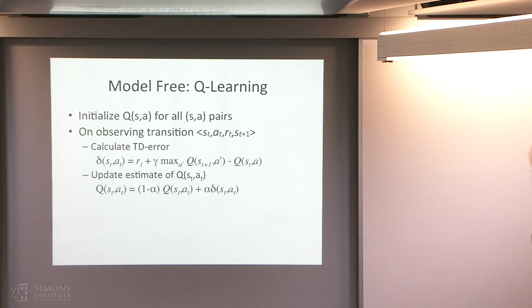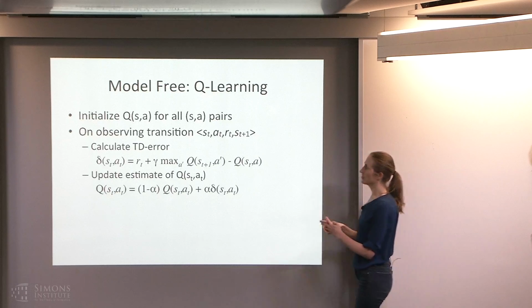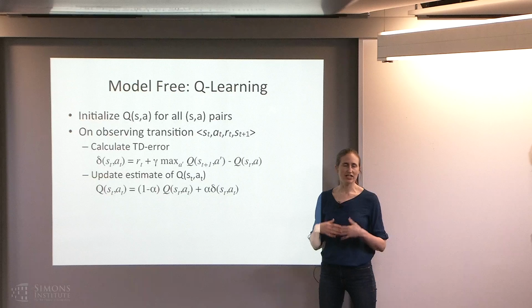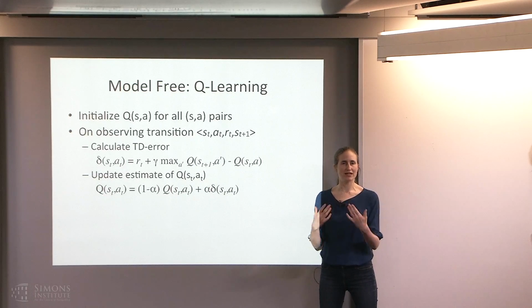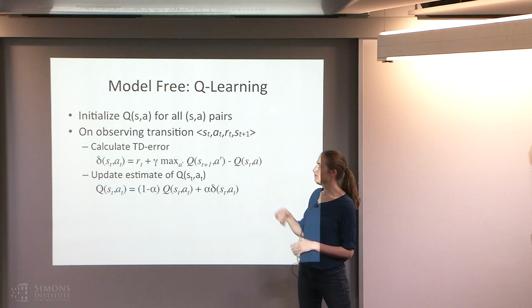So an alternative approach, which is computationally much more feasible, is Q-learning. So in Q-learning, we're not going to learn a model of how the world works. We're just going to sort of implicitly take into account how the world works when we're computing the Q functions. So the idea in this scenario is we're going to initialize the Q functions for all state action pairs. And then whenever we observe a transition, so when our agent is in a state, it takes an action, goes to a next state, and it sees a reward, we're going to compute what's called the TD error.